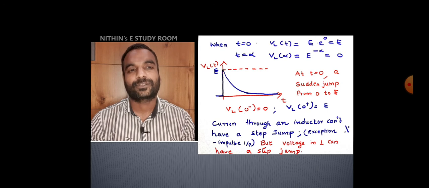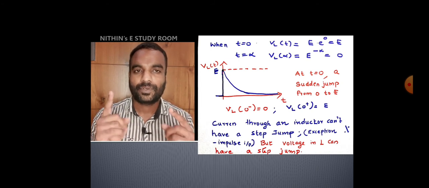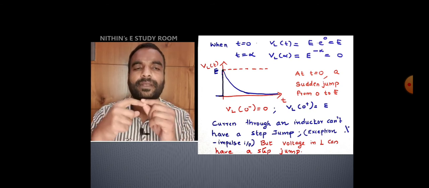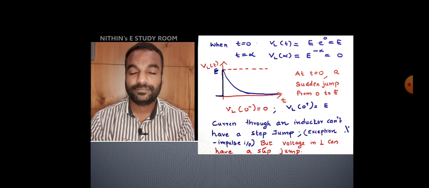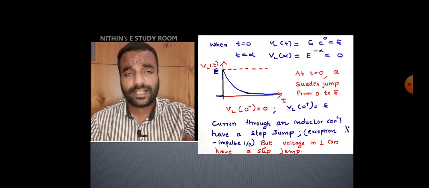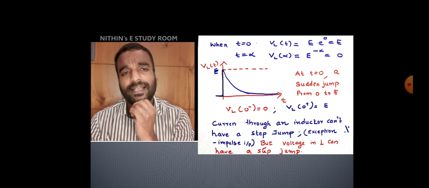So at t is equal to 0, what happened? At t is equal to 0, initially the switch was open. Okay, initially the switch was open, and at t is equal to 0, the switch got closed, and you are getting a high voltage E, that is a sudden jump, and then you can see the voltage value is decaying step by step exponentially. So current through an inductor cannot have a sudden jump.